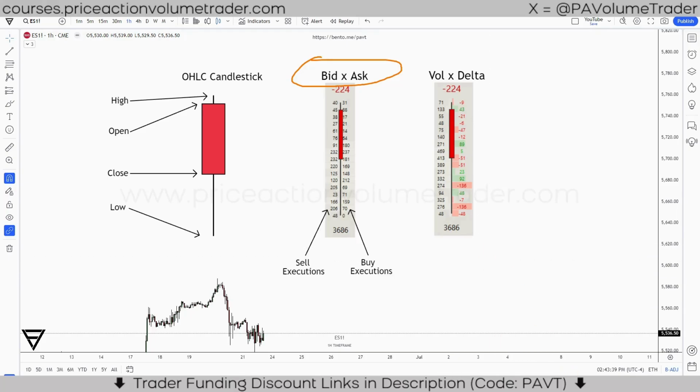What we will be looking at on the bid by ask is, on the left side, the total sell executions, so the total number of contracts for this specific market executed to sell, aggressive sells, on the left, and then on the right, total buy executions, so the total contracts to buy on the right side.